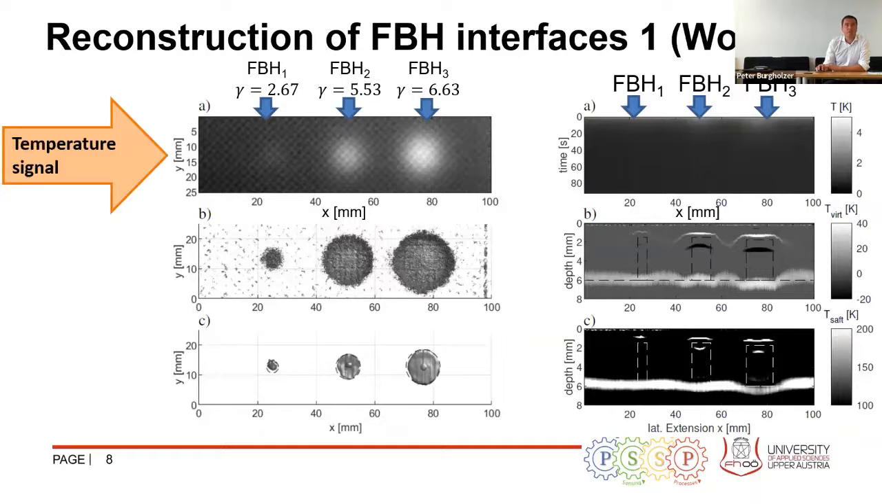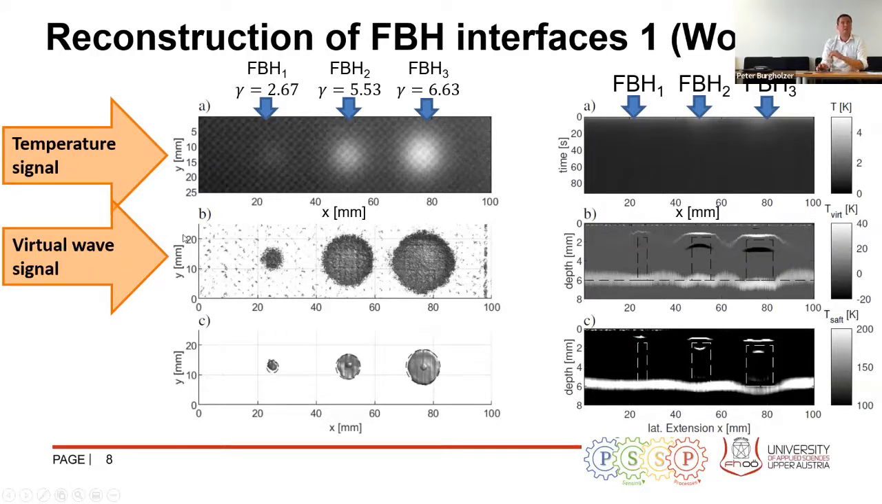Here in the first row, you can see the temperature image of these 3 defects, and you can see that you are not able to indicate this defect only with the temperature signal. In the second row, you can see the virtual wave signal. You can see here a much better feature extraction than with only the temperature signal.